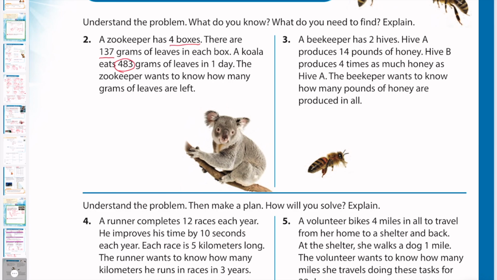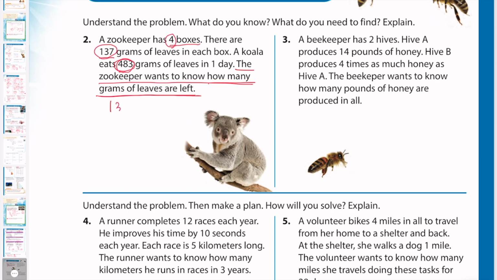All you need to do is understand the problem. So this is a question: how many grams of leaves are left? That is the problem that we need to find. And what do we know? The zookeeper has 4 boxes, and in each box they have 137 grams. And the koala eats 483 grams. All right, let's find out.